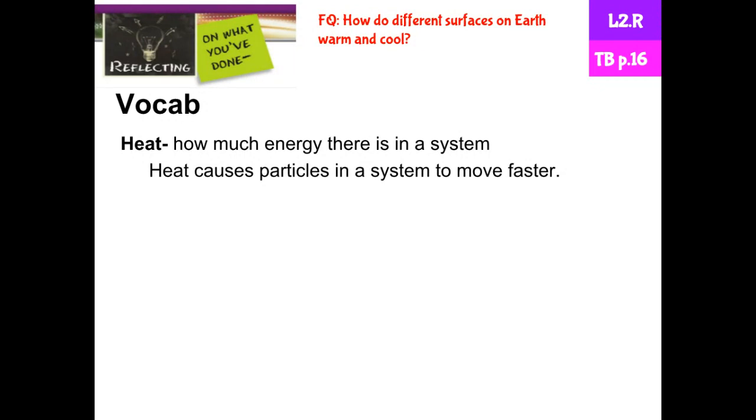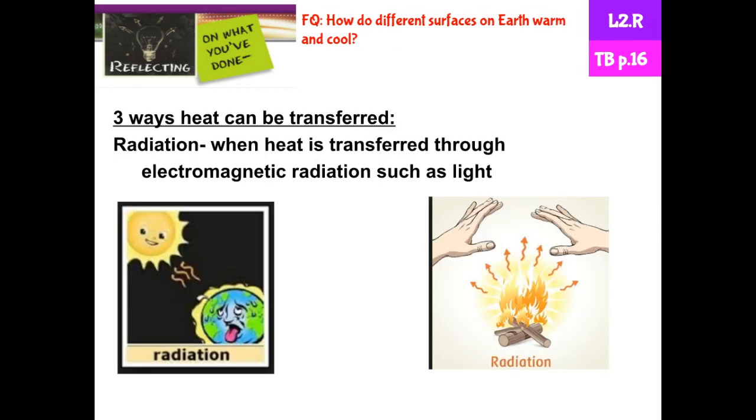So going over your vocab quickly, heat is how much energy there is in a system. It can cause particles in a system to move faster. There are 3 ways that heat can be transferred. Radiation is when heat is transferred through electromagnetic radiation, such as light. So when you sit around a campfire, you're getting heat via radiation.